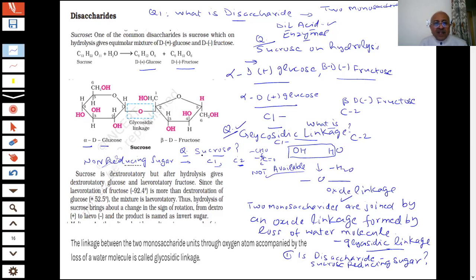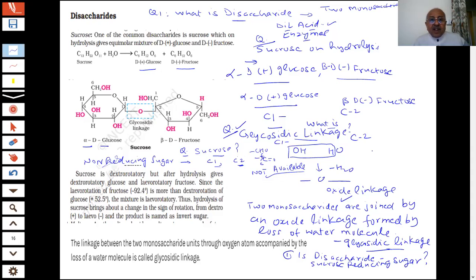Another important property of the sucrose which is asked is, student, it is called invert sugar. Why is the sucrose called invert sugar, student? This is an important question. Actually sucrose is optically active. It is dextrorotatory, students. But when it is hydrolyzed, what happens? There is an inversion, it becomes from dextro to levo, student. The sign of rotation changes. Dextro means it will rotate the plane polarized light towards clockwise direction. And levo means it will rotate the plane polarized light towards the anti-clockwise direction.